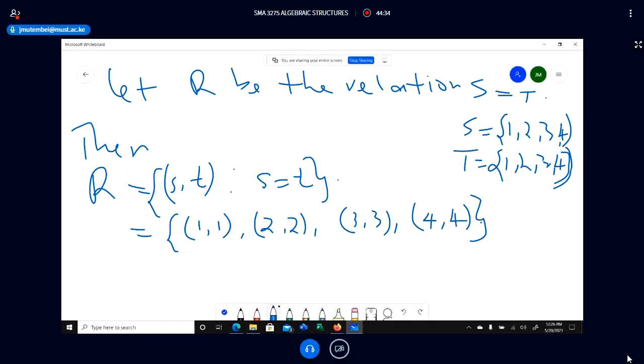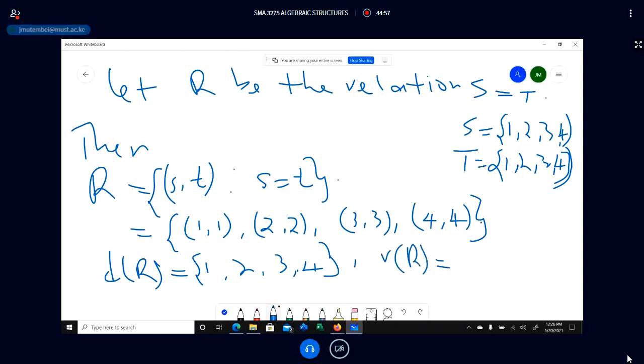And now, what is the domain of R in this definition? The domain of R is the set of all first elements. So it will be the set 1, 2, 3, 4. And the range of R is the set of all second elements. So we have again 1, 2, 3, and 4.